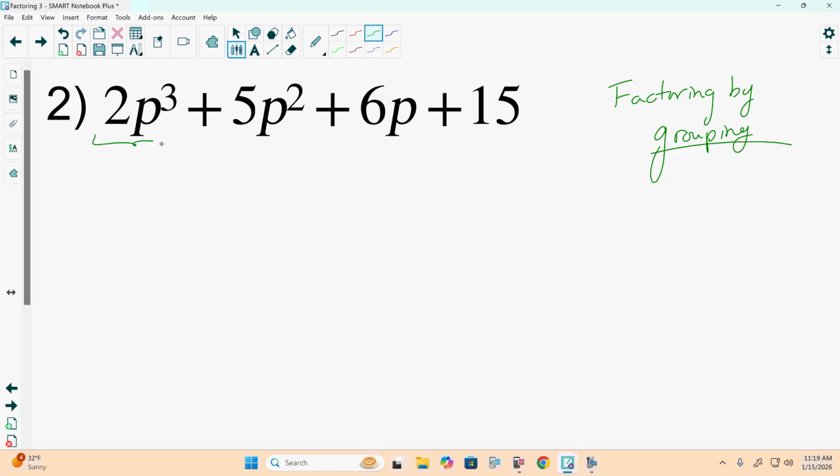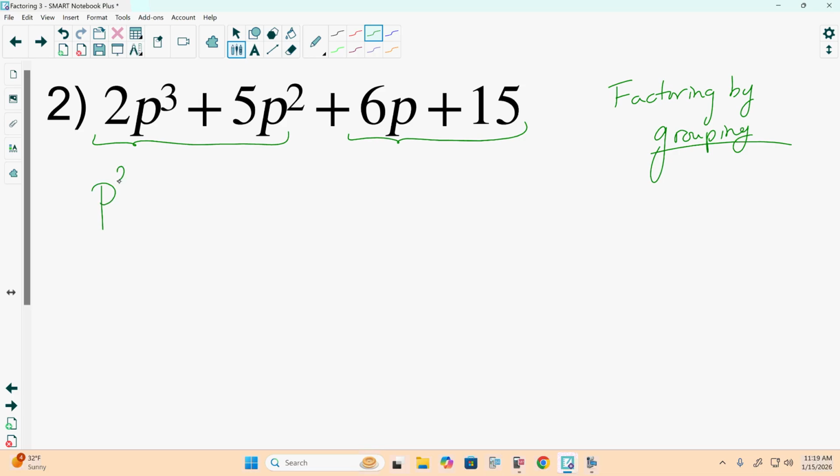And the way this works, it's kind of interesting that it does work this way. I'm going to group the first 2 and second 2. 2 groups of 2. And I'm going to look at the first set of 2 terms, 2p cubed and 5p squared, and look for common factors between those 2 terms. Now, 2 and 5, there is no greatest common factor between those 2. But they both have the variable p.